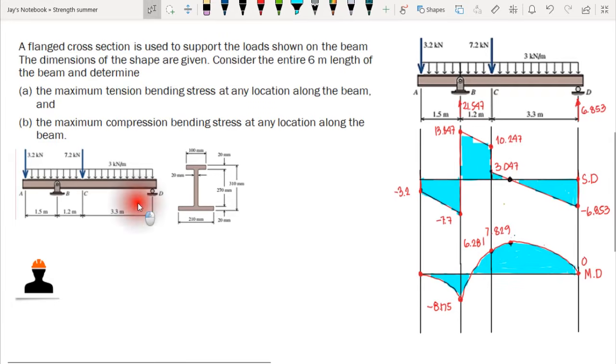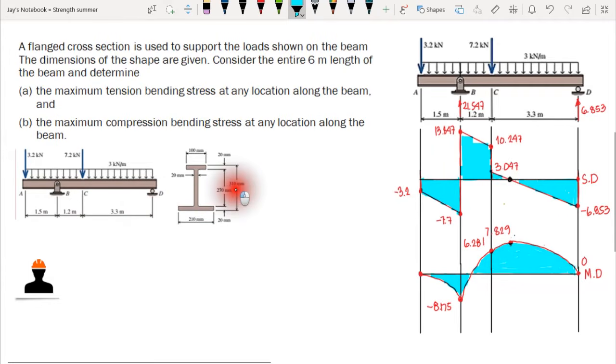So I have here the 6-meter overhang beam. We have this load of 3 kilonewton per meter. We have a 3.2 kilonewton concentrated load and a 7.2 kilonewton concentrated load. And we have forces acting vertically, that is at RB and RD. And this is the cross section of the beam.